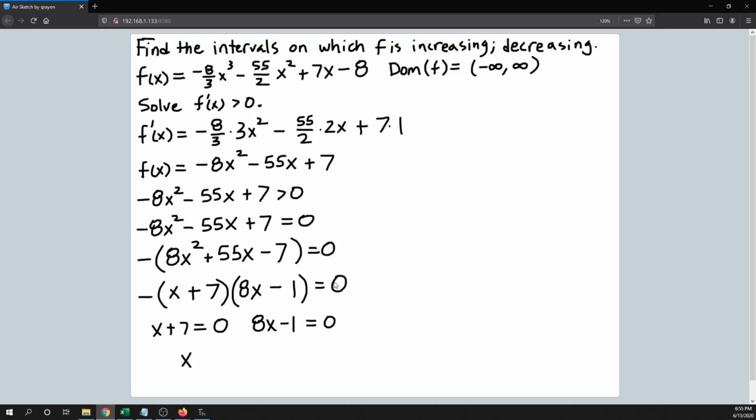I get x equals negative 7 and x equals 1/8 when I do that. Okay? So these are the possible critical numbers.